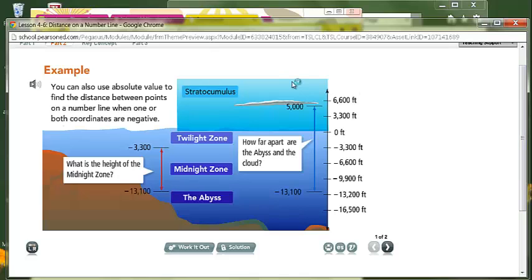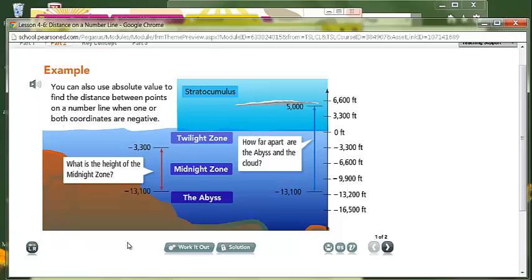Okay, ladies and gentlemen, let's listen to this. You can also use absolute value to find the distance between points on a number line when one or both coordinates are negative. How far apart are the abyss and the cloud? What is the height of the midnight zone?